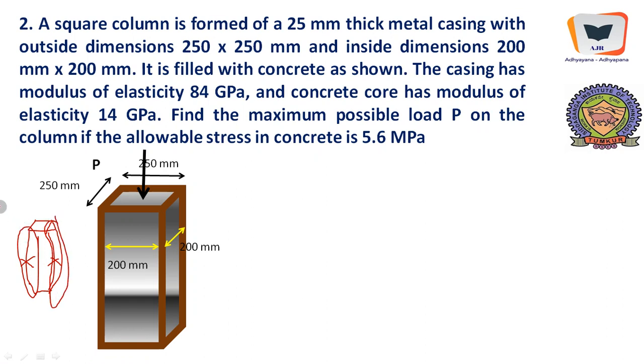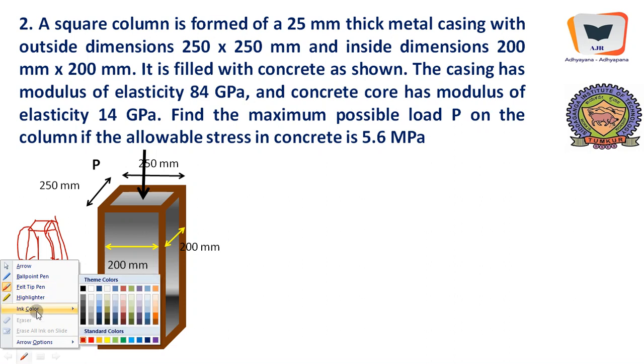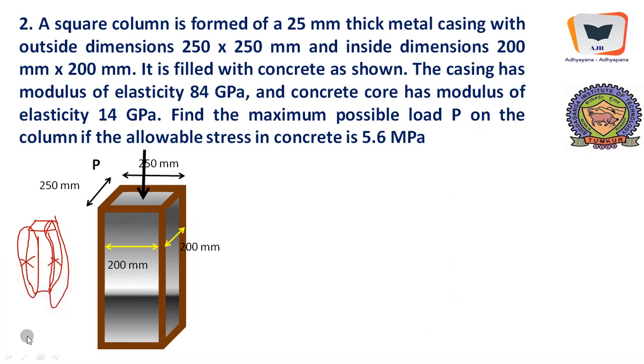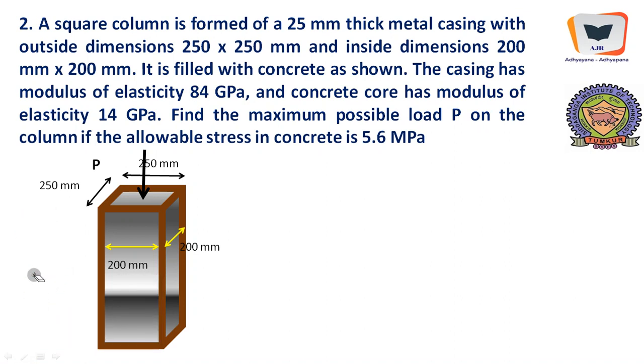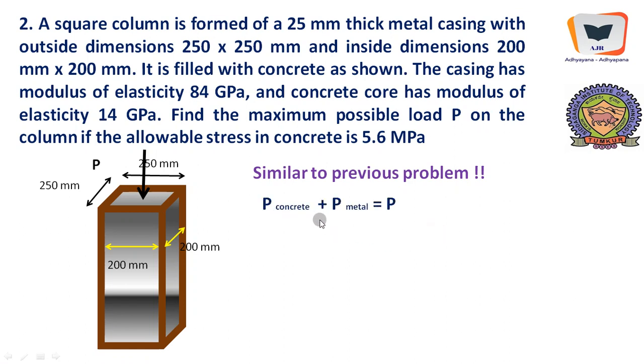Therefore in order to take up this particular tension, the metals are typically strong. Therefore the concrete is encased in a shell, in a square shaped container, and it is poured. That is the analogy as far as this particular example is concerned. We will just remove this and continue with the problem. Okay, right. Similar to the previous problem, of course numerical values are given. P concrete and P metal, the load taken by concrete and the load taken by metal, equal P total, the applied load.